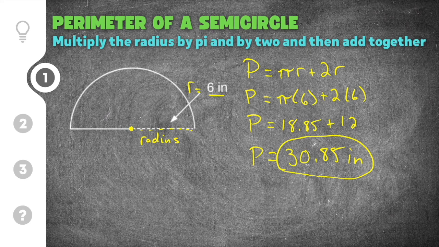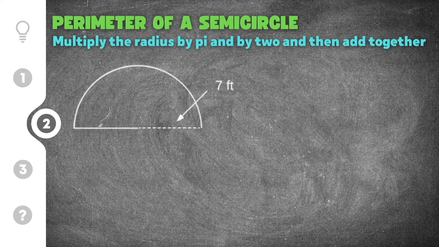Let's go ahead and move on to number 2. This problem gives us a semicircle. This time, our dotted line is labeled with 7 feet. Again, our dashed line starts in the center, so we know this is going to be the radius. So it's from the center to the outer edge of the semicircle. That means our radius is going to be 7 feet. Once we know the radius, we can use our formula, which is pi times the radius plus 2 times the radius.